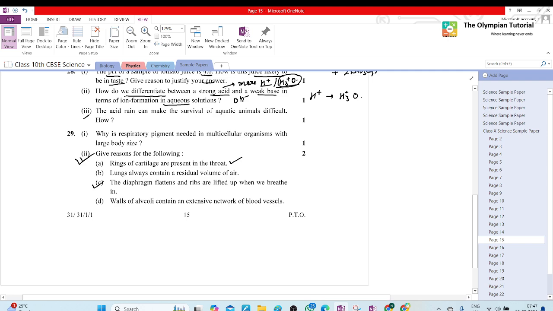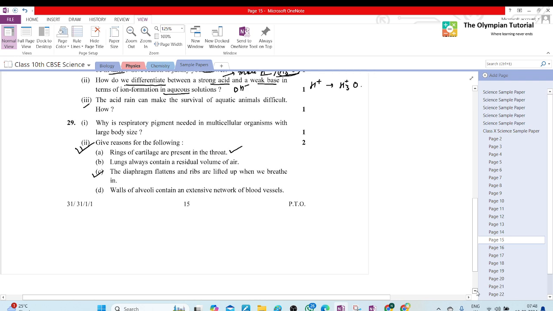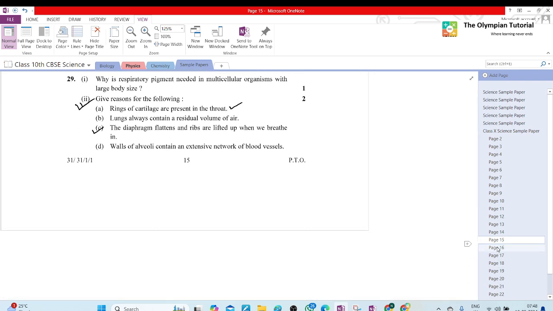Next, walls of alveoli contain an intensive network of blood vessels, so that they can transport the oxygen to different parts of the body, because exchange of gases takes place in the alveoli. Very good. Next question.